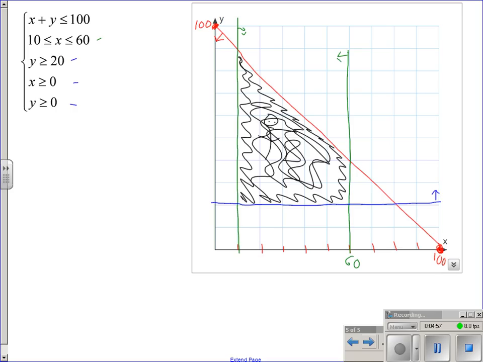Okay, so all of that space where that little guy is, that is the feasible region. Now, we also need to find the vertices of this feasible region. This is actually kind of easy for this problem.